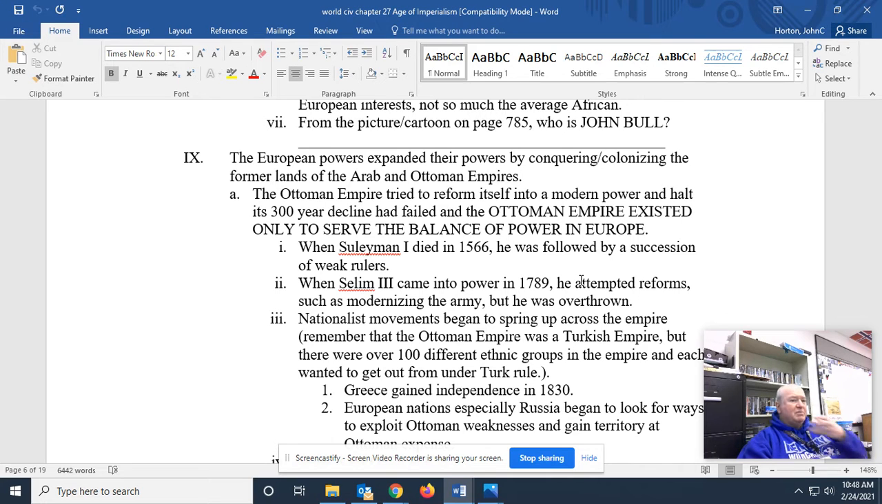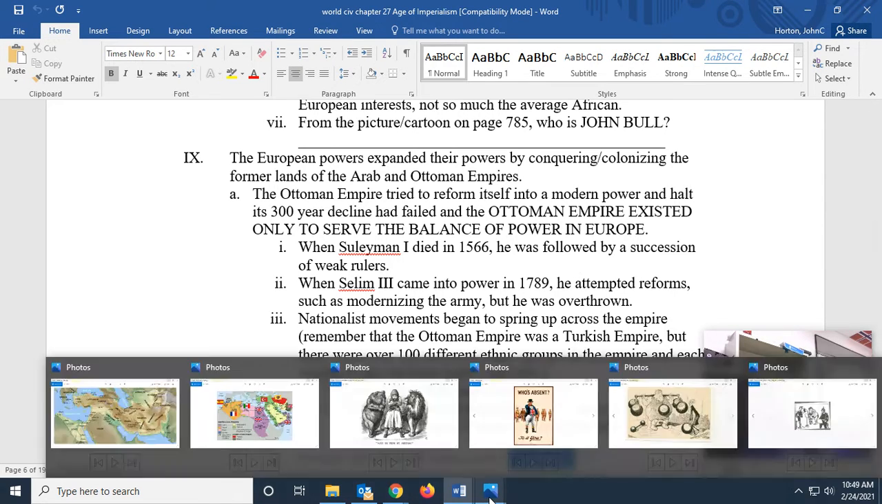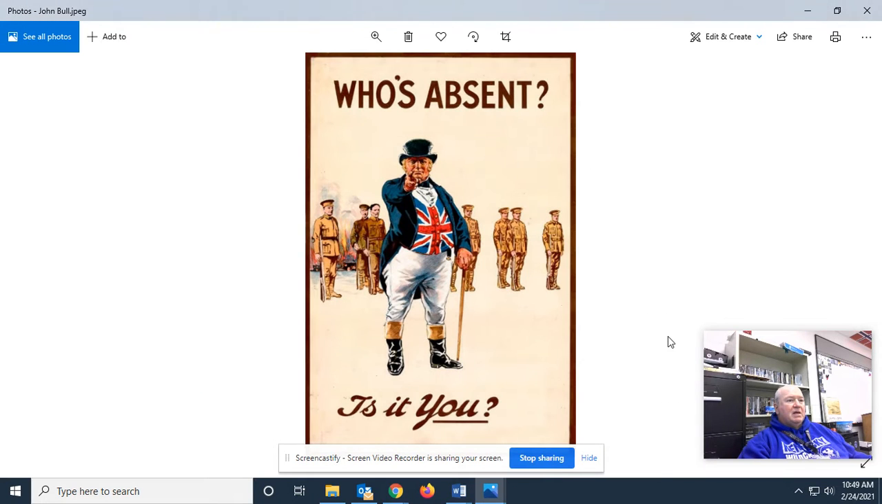Uncle Sam, the person with the beard and the hat, represents the United States. And the British have one as well. They call him John Bull. And so what does he look like? Well, here he is. Yeah, this is John Bull.